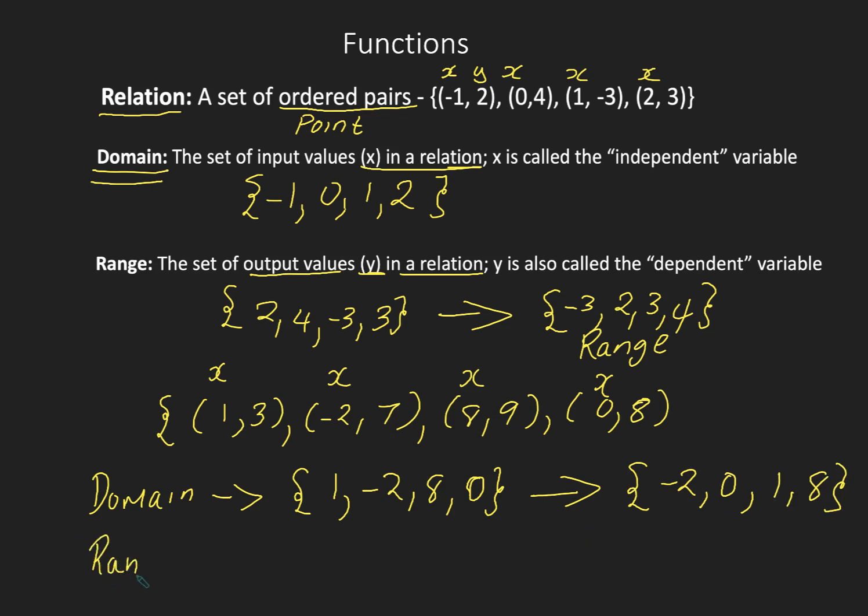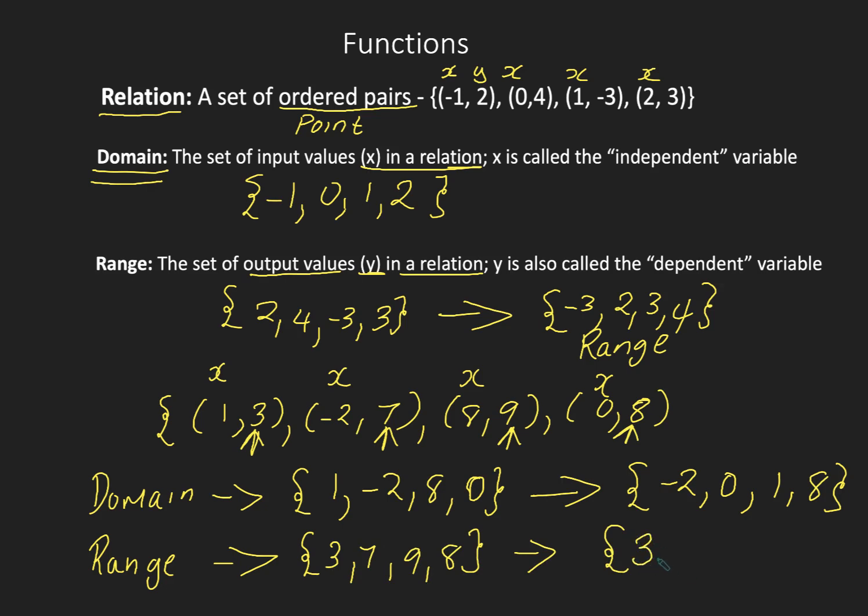And then if I have to find a range, that is all my y values, which is the 3, the 7, the 9, and the 8. And again, I'm going to write them as I see them in the relation because that's easier. And then I'm going to write them in numerical order. So the smallest is 3, then the next would be 7, then 8, and then 9. And that's my range. So if you're given a relation, you should be able to identify the domain and the range.